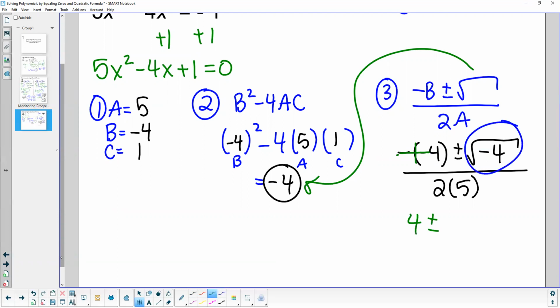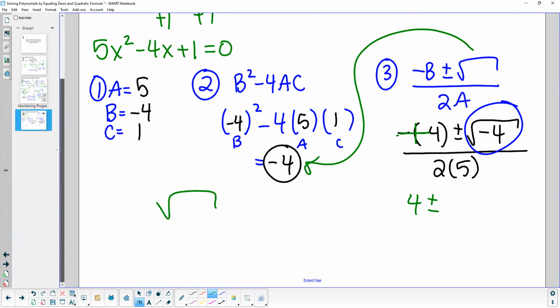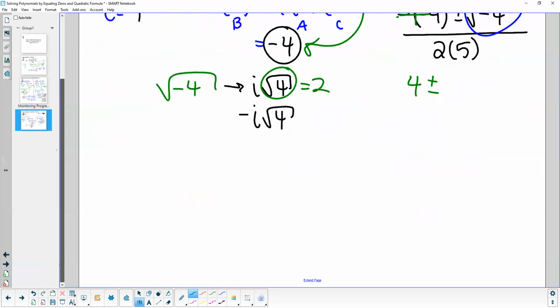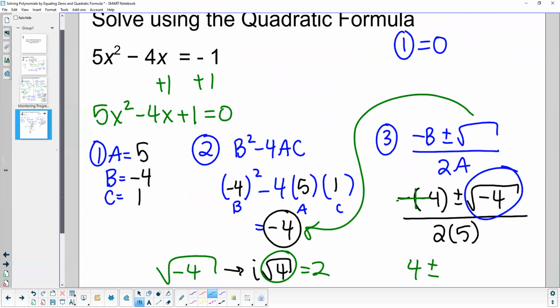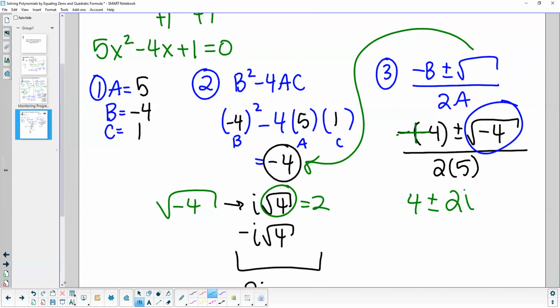We've done it lots of times. Anytime you see a square root with a negative inside, so square root of -4, we are going to see this as i times the square root of 4 and negative i times the square root of 4. But what is the square root of 4? Exactly, it just equals 2. So really what we have here for our answers is 2i and -2i. So as we write this for our answer, our square root of -4 becomes plus or minus 2i. From there, what we want to do is divide it by that denominator, which is 2 times 5, or 10.